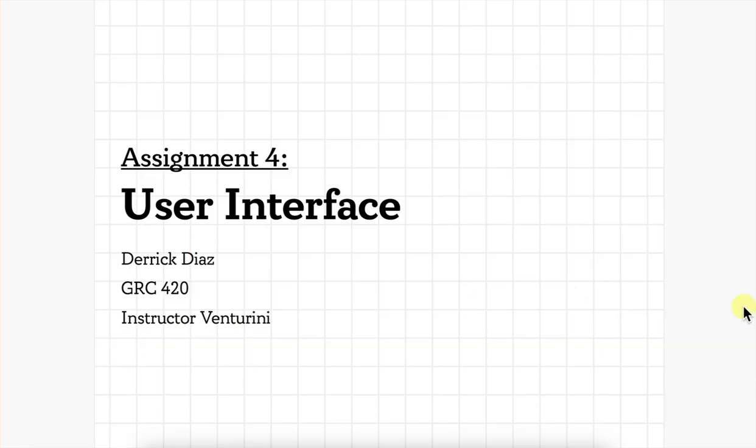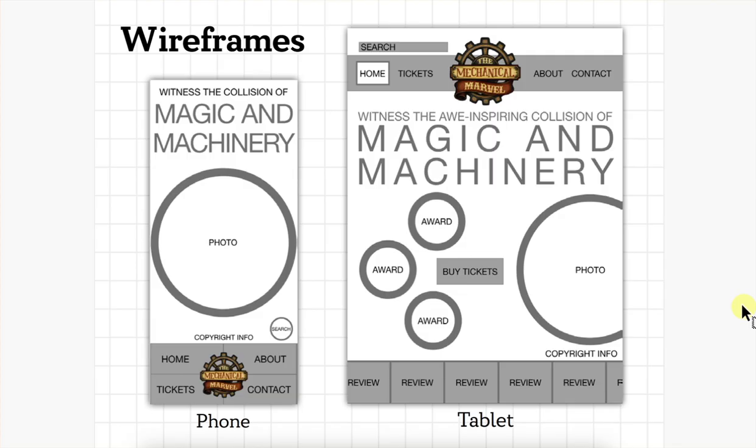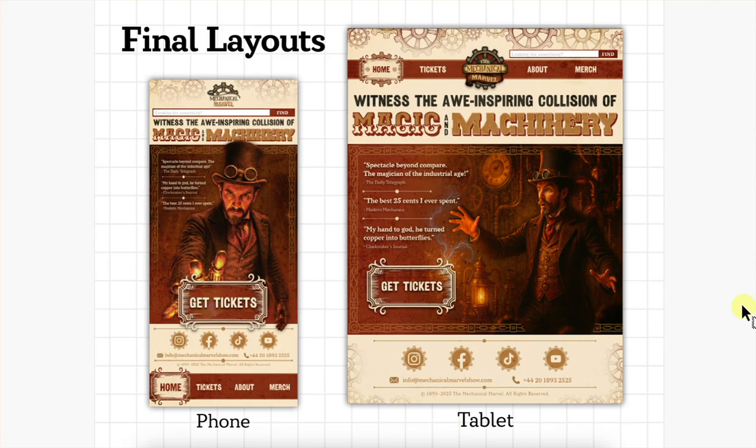Next up is Derek. And here are Derek's sketches, one for the phone and tablet. Great. Here are the wireframes. Very nice. Perfect. And the final layout. Oh, it looks so good. So for the cell phone, I'm seeing all the things that are required. I like your large call to action to get tickets.